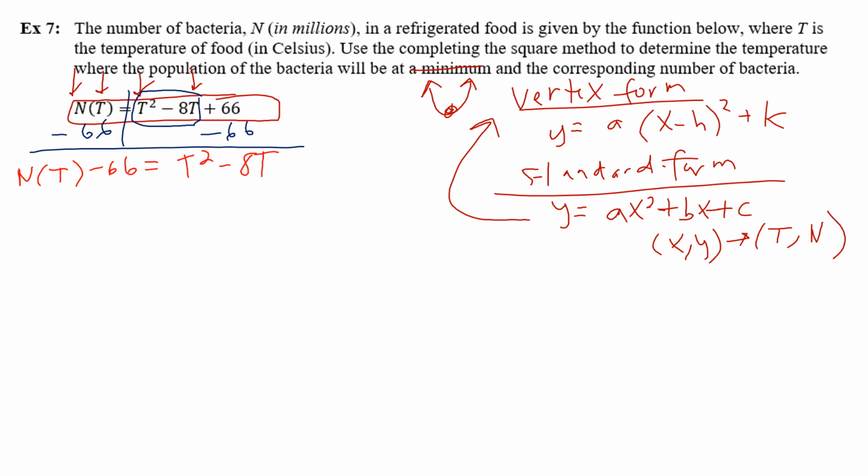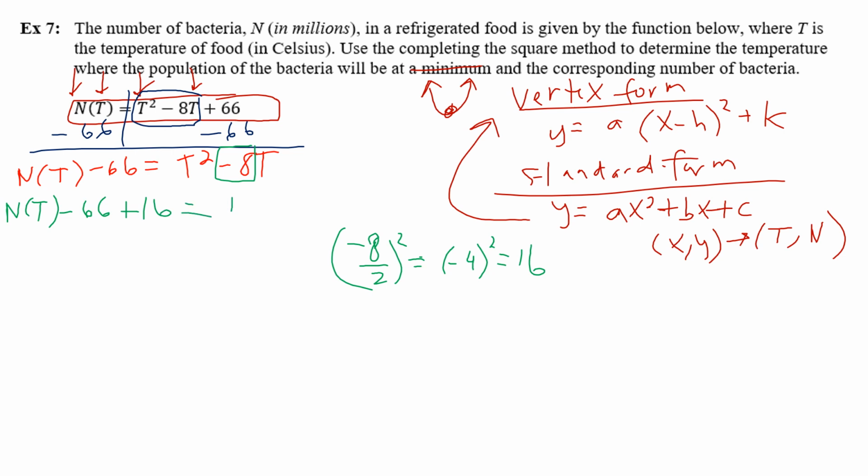Okay. Then we're going to have to complete the square. So we're going to take b, which happens to just be negative 8, and divide it by 2 and then square it. Negative 8 divided by 2 is negative 4. Negative 4 squared is going to give us positive 16. So we're going to have to add 16 to both sides. So we have n of t minus 66 plus 16 equals t squared minus 8t plus 16.